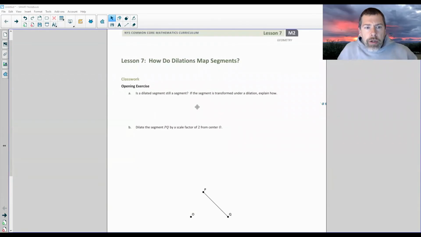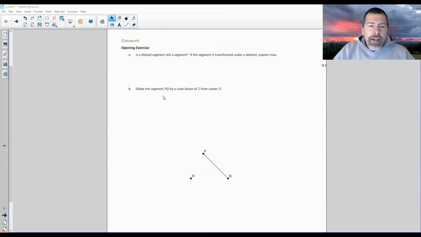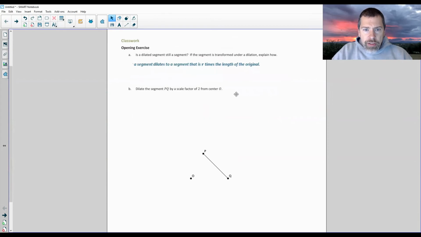Welcome to Lesson 7. Okay, how do dilations map segments? Opening exercise. Is a dilated segment still a segment? A segment's a portion of a line that has two endpoints. Dilate it, it's shorter and has two endpoints. Make it longer, it's dilated, it's got two endpoints. Yeah, of course. A segment dilates to a segment that is R times the length of the original.